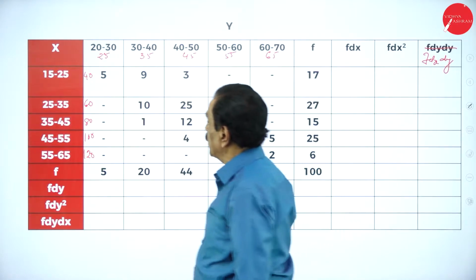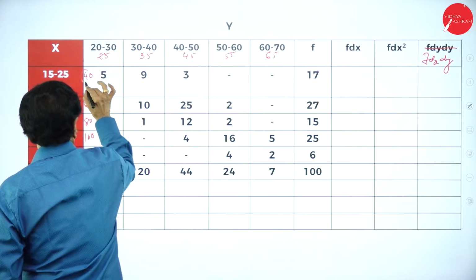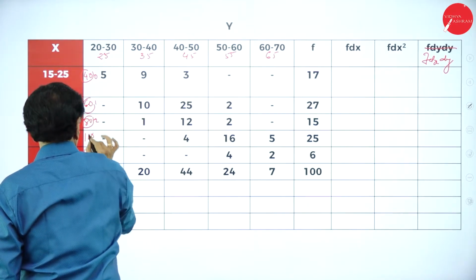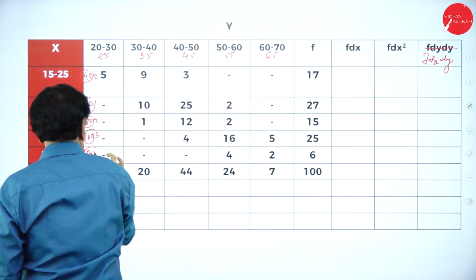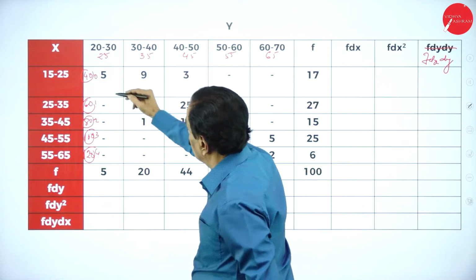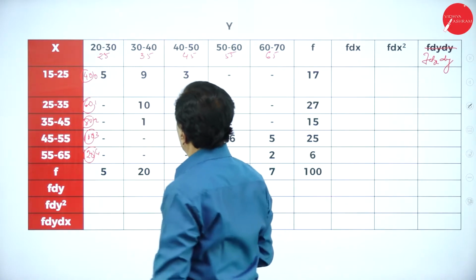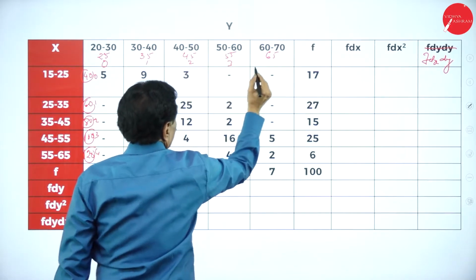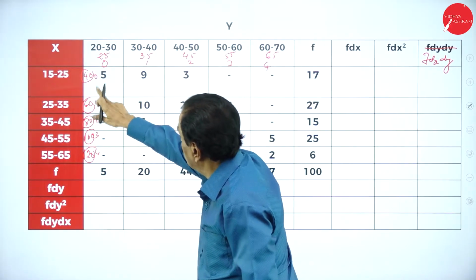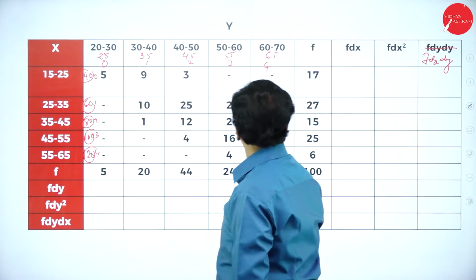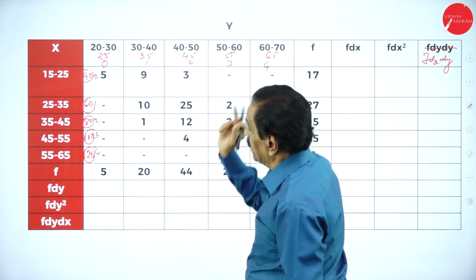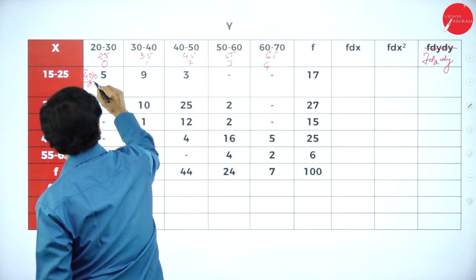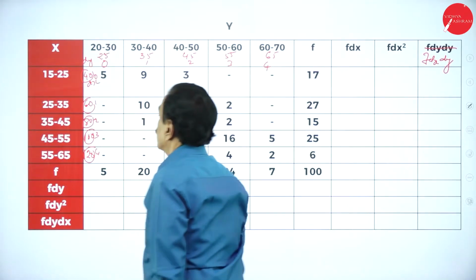So put the 0 here. I assume the first number as 0, then 1, 2, 3, 4. Here also the first number is 0, 1, 2, 3, 4. Slowly we can go. This is your frequency. This is your dx. This is your dy. Careful.